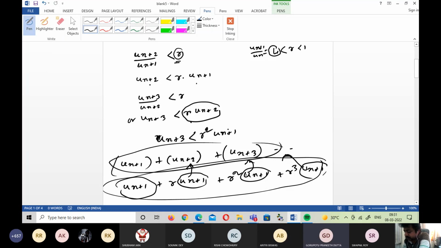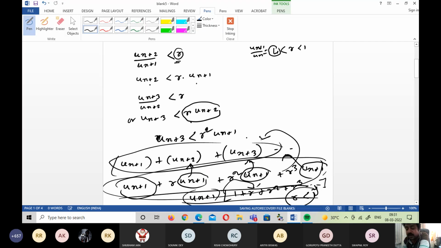Yes, sir. Okay. So from this you just take common u(n+1). So it will be 1 plus r plus r square plus r cube in this way. And where the value of r is less than 1, so this series is convergent. Whatever the coefficient may be multiplied, this series is convergent. The higher series is convergent, so the lower series is convergent. So this formula is accepted. Is it clear to all of you? Yes, sir. Okay. Next.